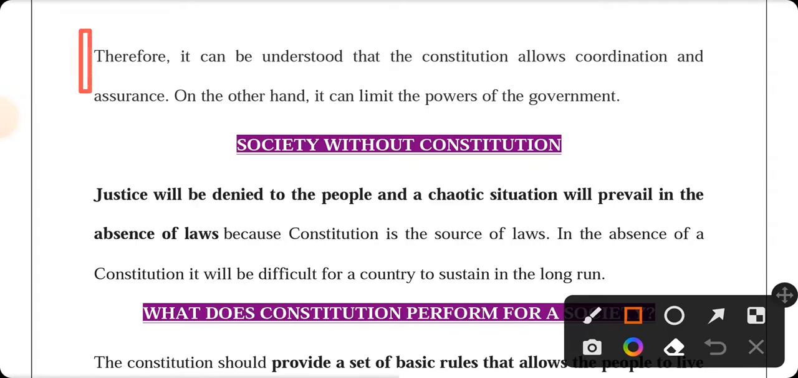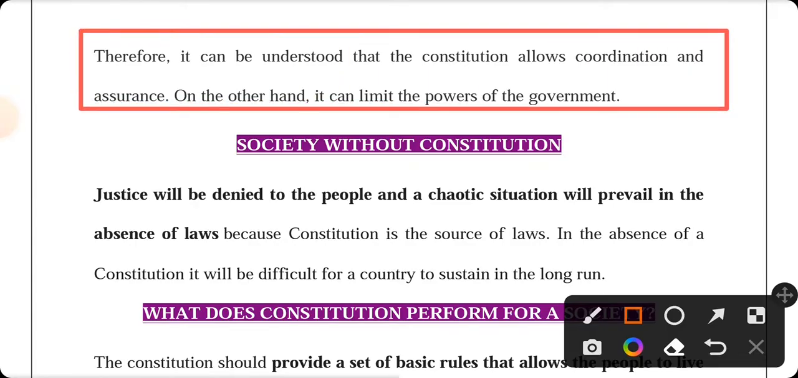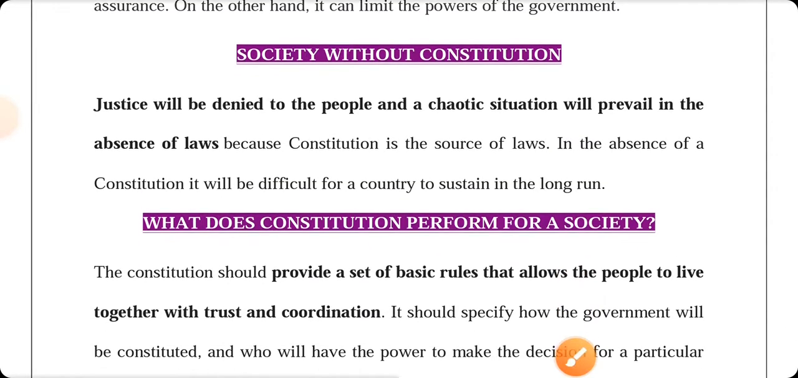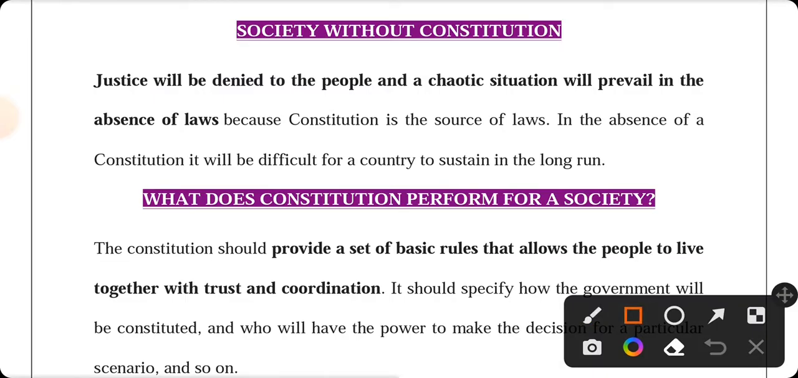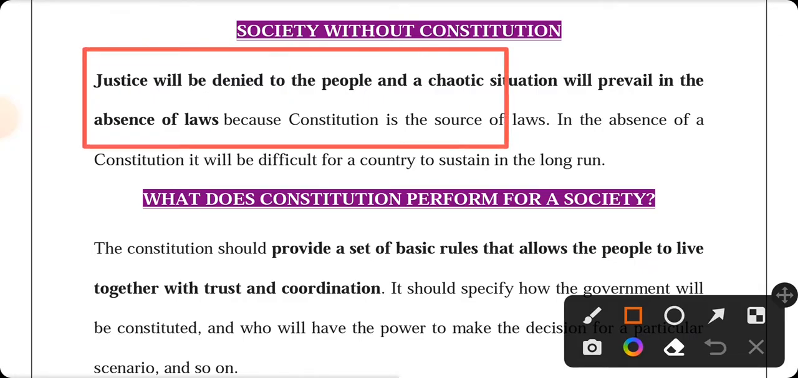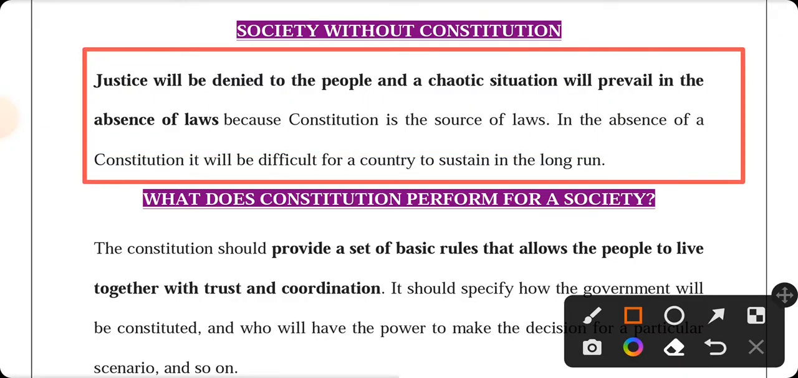Therefore, it is understood that the Constitution allows coordination and assurance. On the other hand, it can limit the powers of a government in order to impose the law on the society or a citizen. If there is no Constitution, what happens to the society or to the country? If there is no Constitution in the country, justice will be denied to the citizens of a country. Thereby, it affects the happiness or peacefulness of the country or a society. Right? That's why the Constitution is required in order to lead life happily.